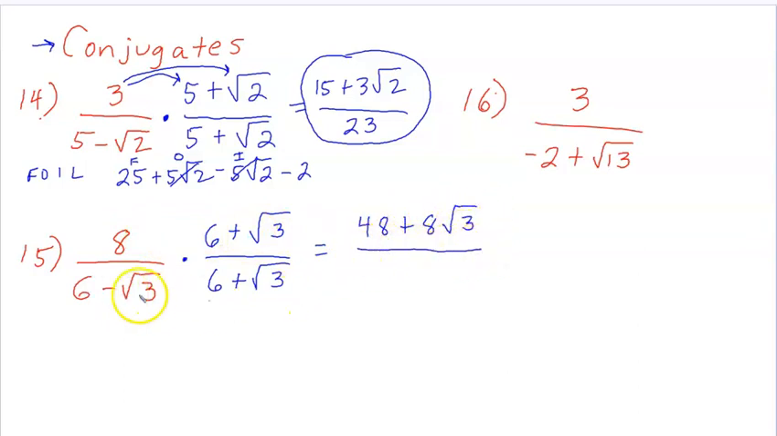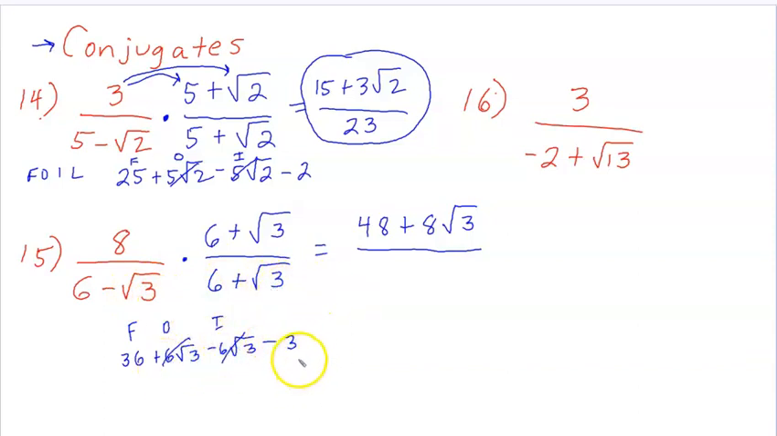And now on the bottom, I'm going to walk you through FOIL again. So the F is red 6 times blue 6. That's the first two terms. That's 36. The O, outside term, 6 times the square root of 3, and they're both positive. I, the inside, is negative, the red, negative root 3 times 6. And then the last will just be minus 3, red radical 3, negative red radical 3 times blue radical 3.